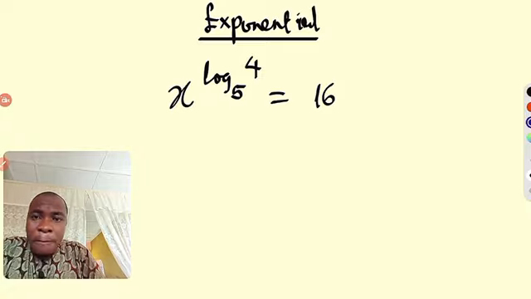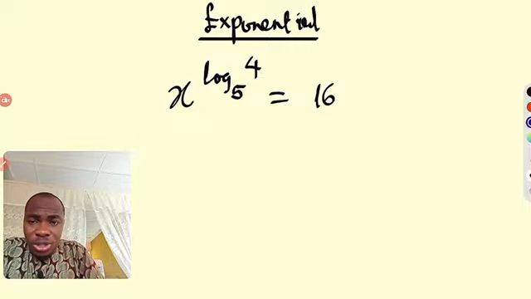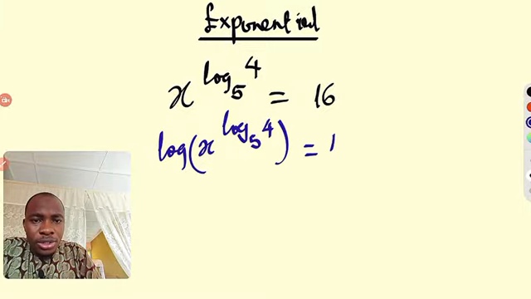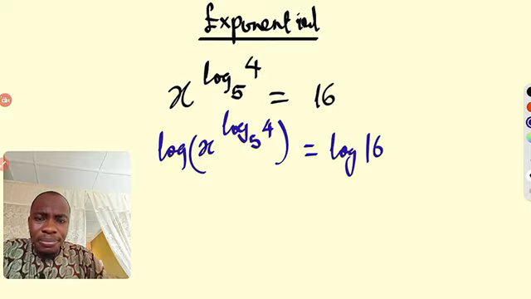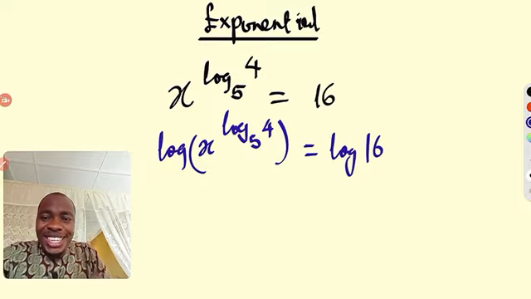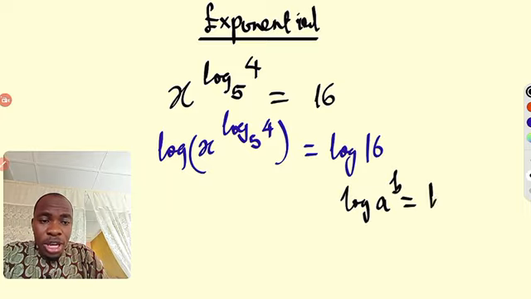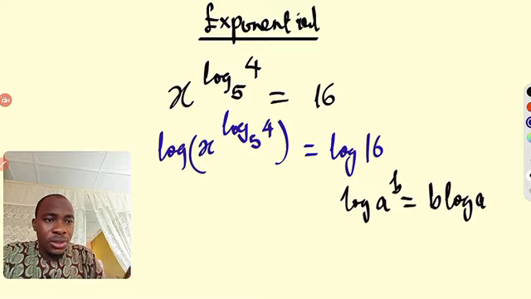I'm going to introduce logarithm to both sides of the equation. So this is going to be log of x to the power of log base 5 of 4 equals log of 16. From there, the next thing we're going to do is that you know that when you have log of a to the power of b, the b will have to come down and multiply the log a. That is exactly what I'm going to use there.